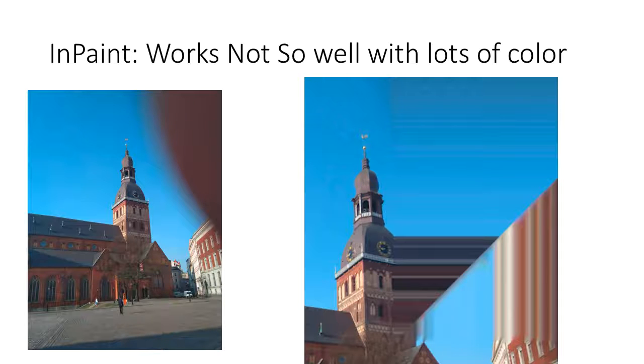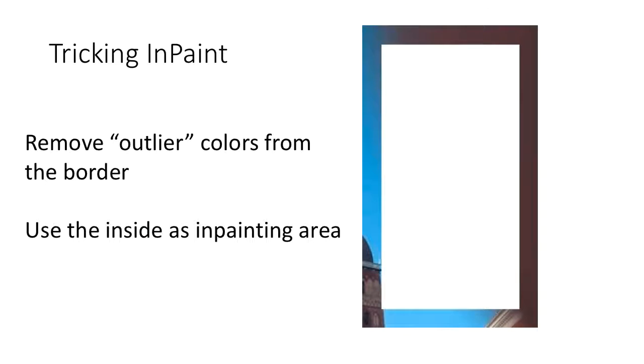Yeah. I think the trick would be if you did a frame, you'd still be cutting off half of the building right there. So I tried to trick it by removing the outlier colors in the border. If I can get rid of the outlier colors where the building is and then make it blue, then it will smear a lot nicer.